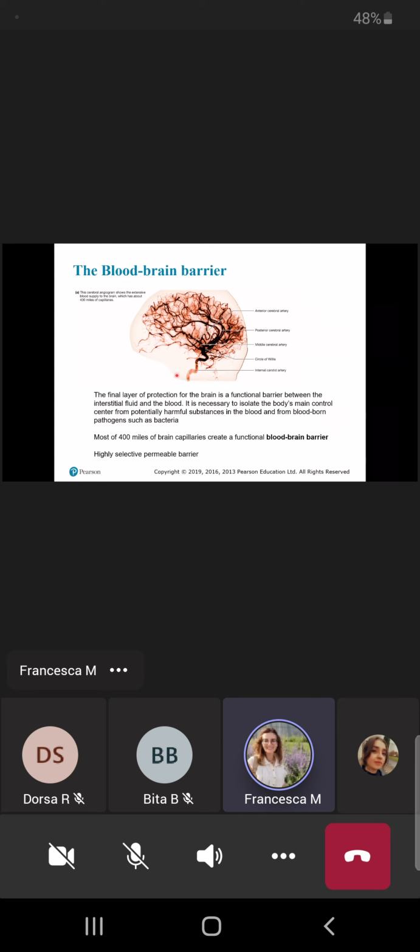What is this structure? Basically, it's a structure that we find only in the nervous system. It is not present in the other organs in our body. It's another protective layer. It's a barrier, and it is permeable, but with a high selective permeability. So basically, it prevents harmful substances, pathogens, bacteria that are moving in the blood from arriving into the brain. So this is another layer that we have close to capillaries.